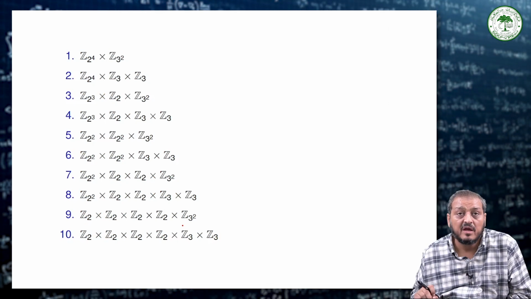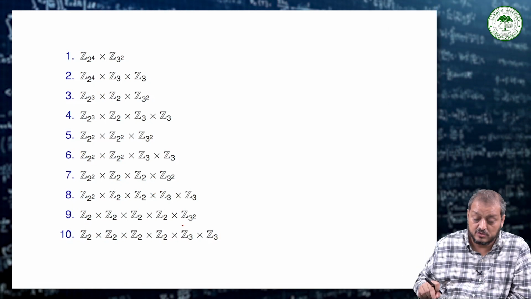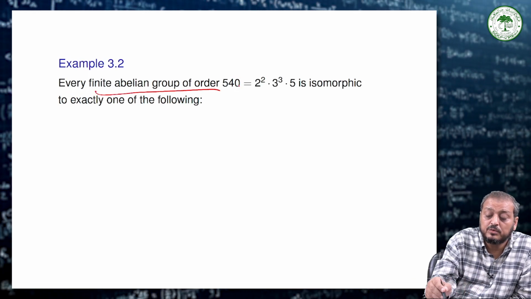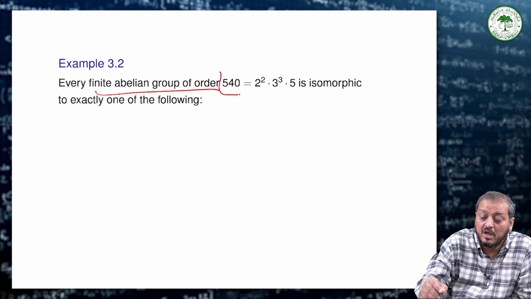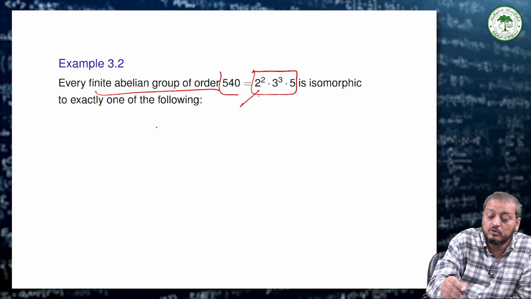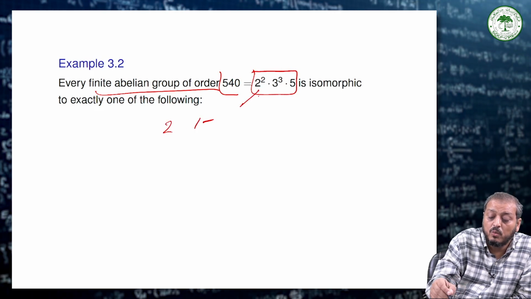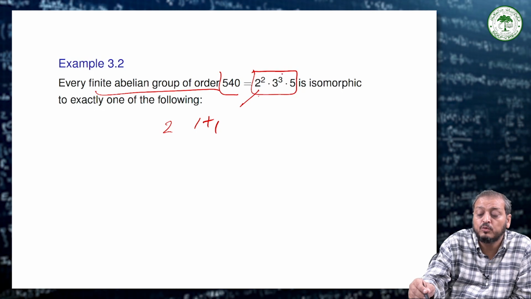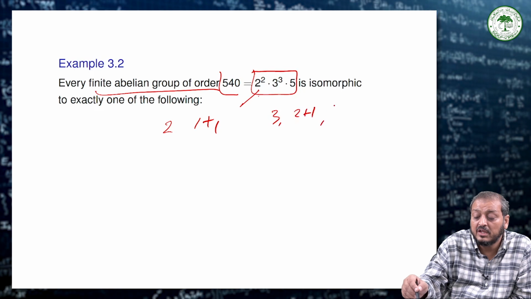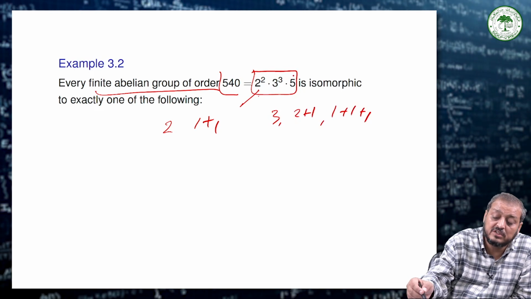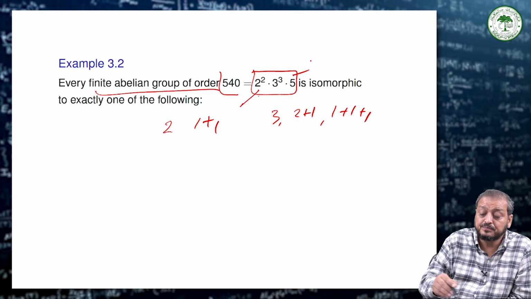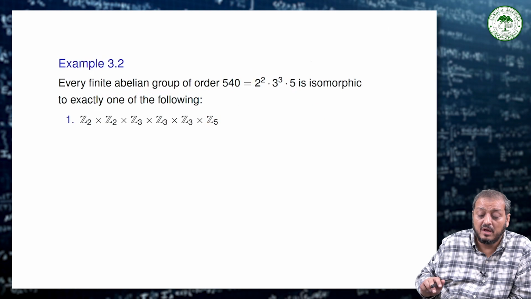So this means we can write all the elements of this group in this form. For example, suppose we take finite abelian groups of order 540, then this can be factorized into this form. For 2 to the power 2 there are 2 representations, 2 and 1 plus 1. For 3 to the power 3 there are 3 representations: 3, 2 plus 1, and 1 plus 1 plus 1, and for 5 there is only a single representation.